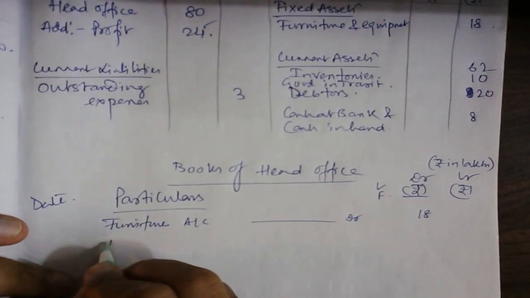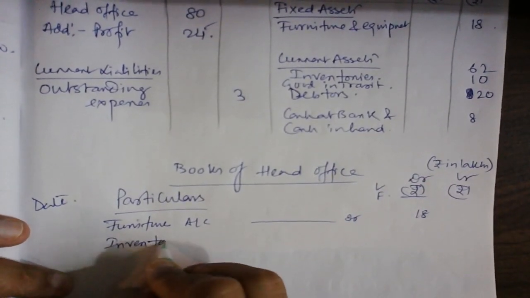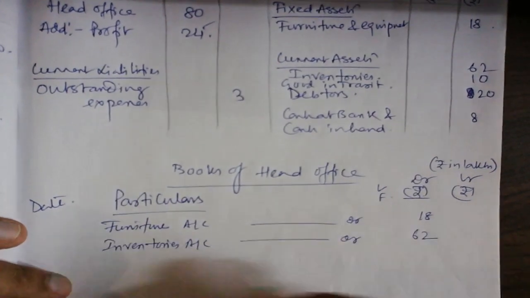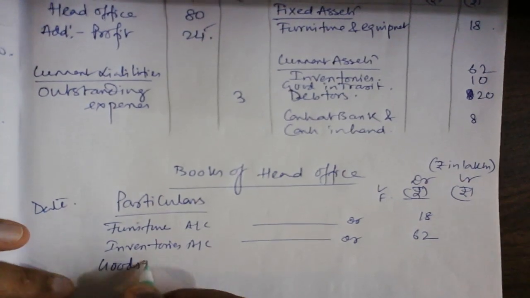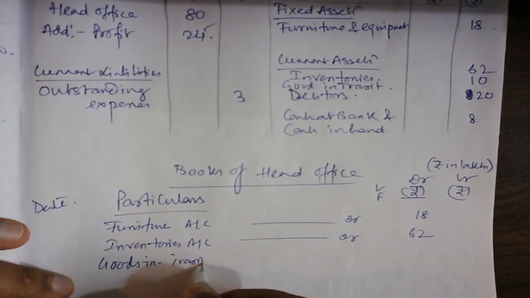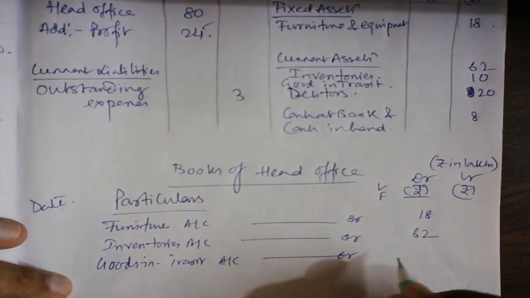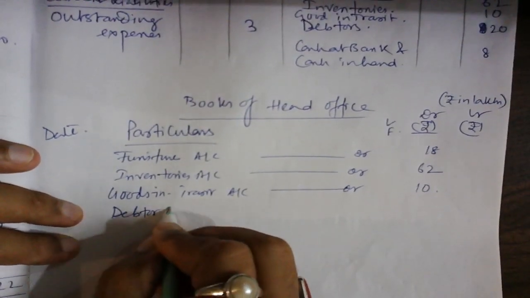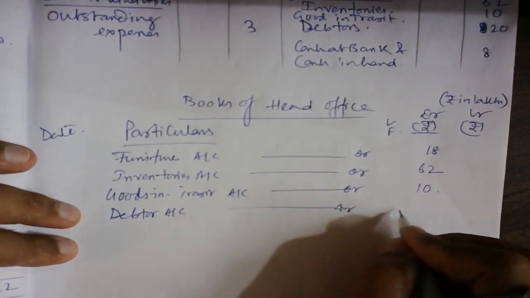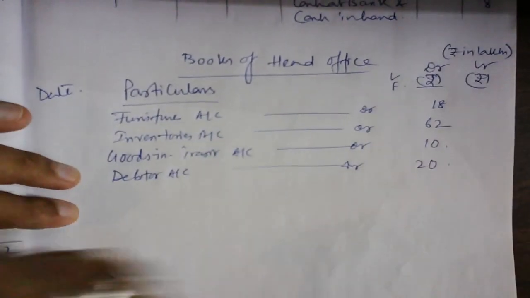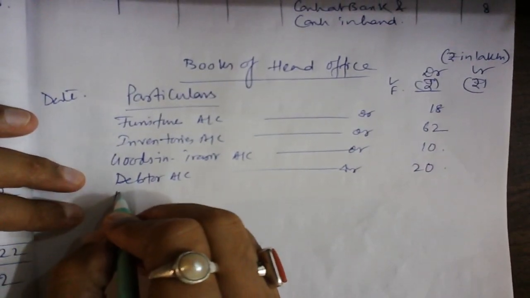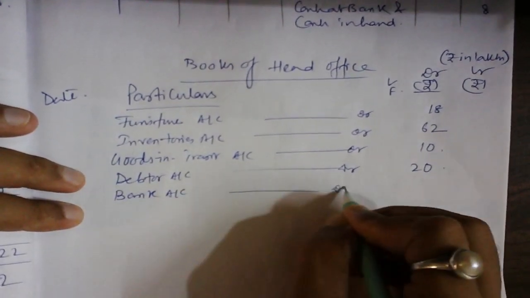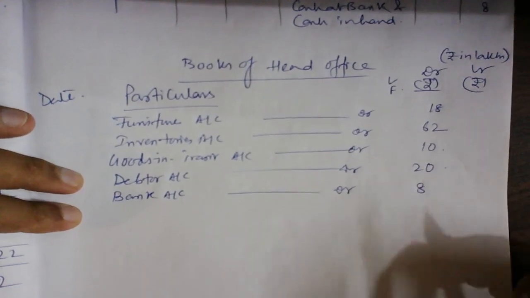उसके बाद इन्वेंट्रीज should be debited, 62 lakh. Goods in transit should be debited, 10 lakhs. Certain debtors should be debited, 20 lakhs. And then we have the bank balance, bank account you can write here directly, it is around 8 lakh rupees, ठीक है.